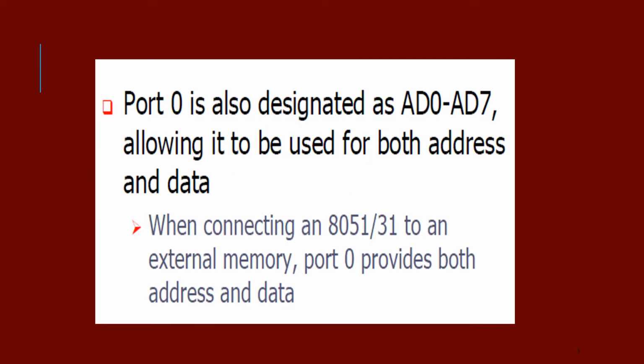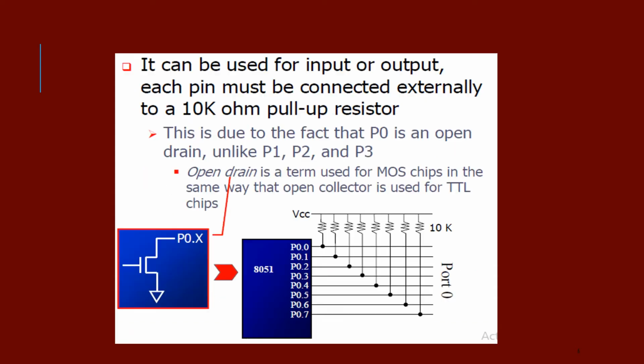Port 0 is also designated as AD0 to AD7, allowing it to be used for both address and data. When connecting an 8051 or 31 series to an external memory, port 0 provides both address as well as data functionality. It can be used for input or output. Each pin must be connected externally to a 10 kilo ohm pull-up resistor, since for port 0 this is not internally available, so as to look after the current and voltage specifications required at each and every pin.